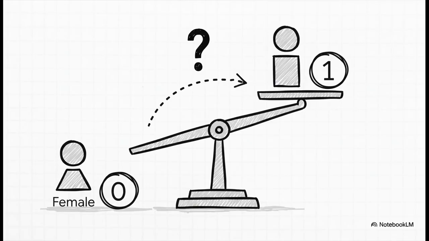Now here's a really important concept to grasp. The category that gets the 0, in our case, female, isn't just forgotten. It becomes what we call the reference group. It's the baseline. So from now on, our model is going to ask questions like, compared to a female, what is the effect of being male on salary? Everything is measured against that baseline.